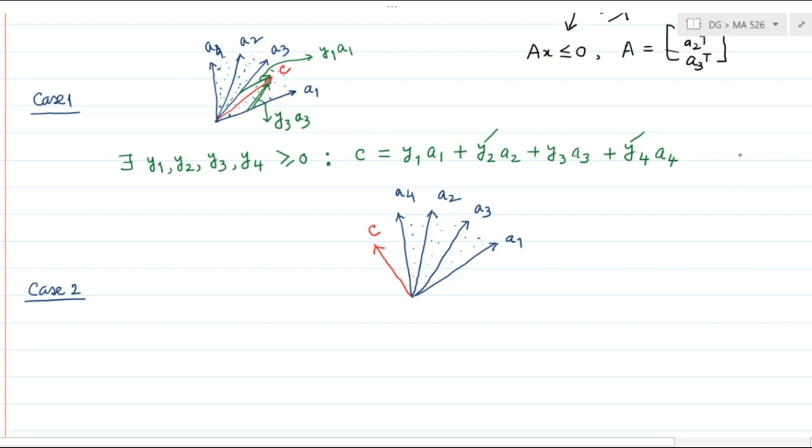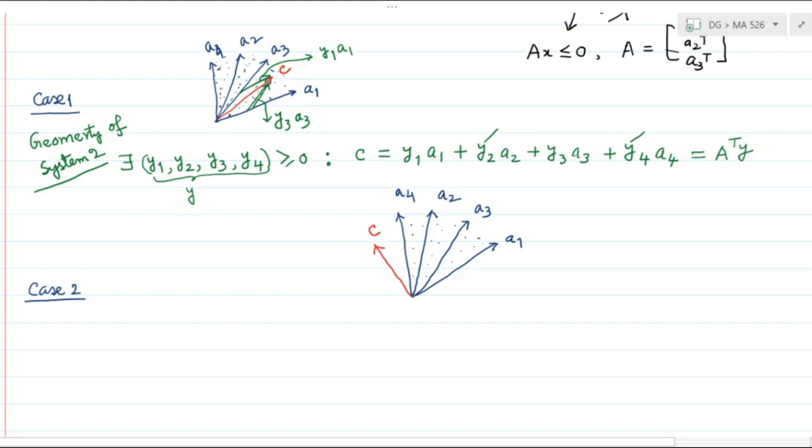And this implies that C is nothing but A transpose Y. So it says that there exists one Y. Now construct the vector Y with these components y1, y2 till y4 such that A transpose Y is equal to C. And case 1 is then the geometry of system 2. Case 1 is nothing but your system 2 having a solution.